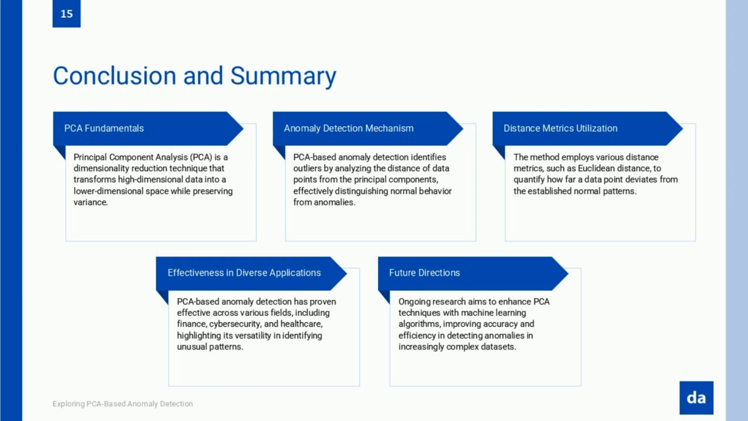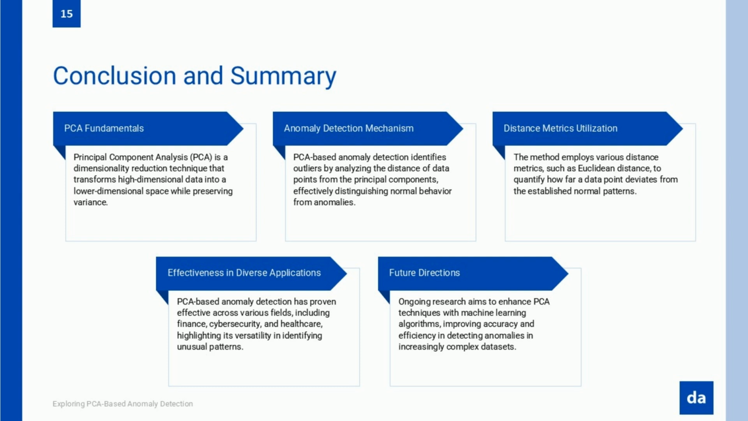We explored the step-by-step workflow of PCA-based anomaly detection, from data standardization to computing principal components and scoring anomalies based on reconstruction errors or distance metrics. While PCA alone can effectively uncover hidden patterns, it works even better when combined with other methods such as distance-based scoring, isolation forest, or deep learning techniques.